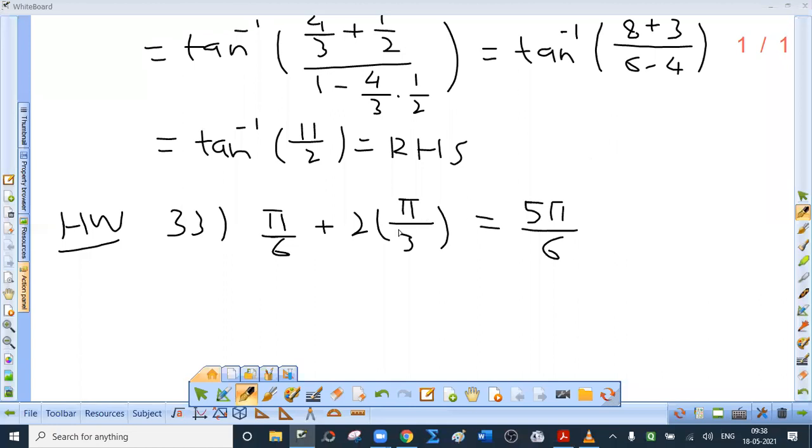33rd is for homework. This is again a simple one. What is cos inverse root 3 by 2? Pi by 6. What is sine inverse root 3 by 2? Pi by 3. Add them to get pi by 6.